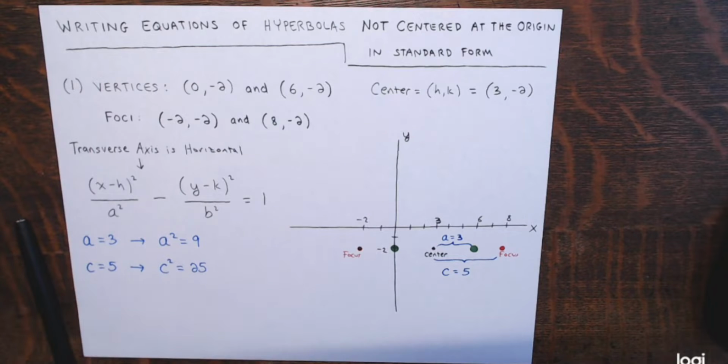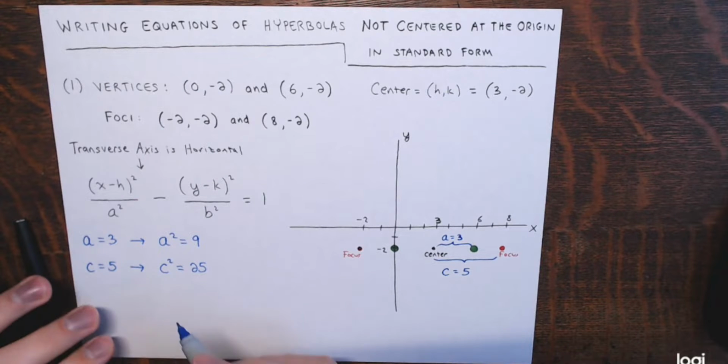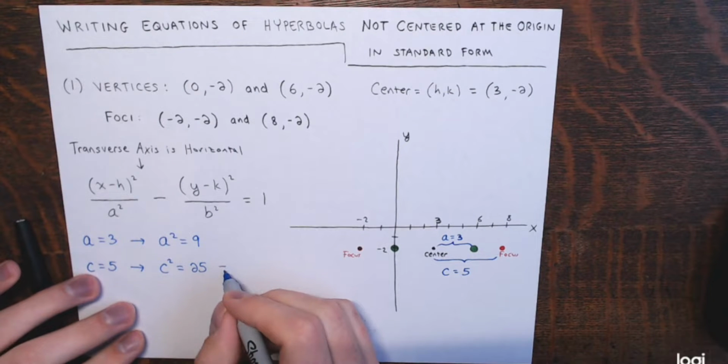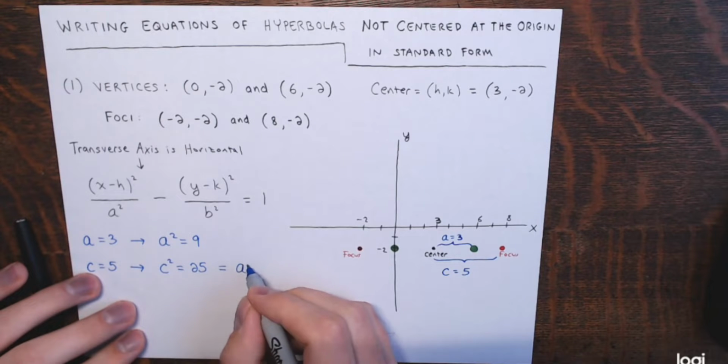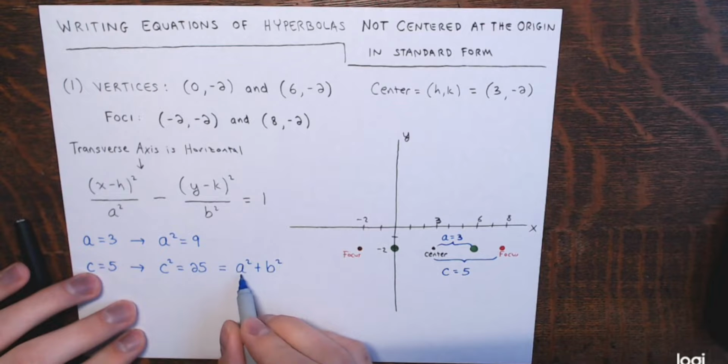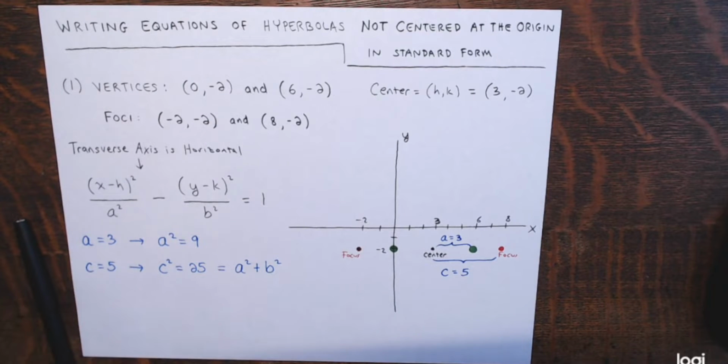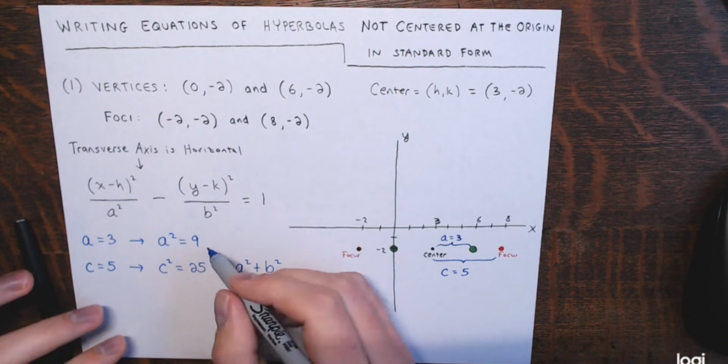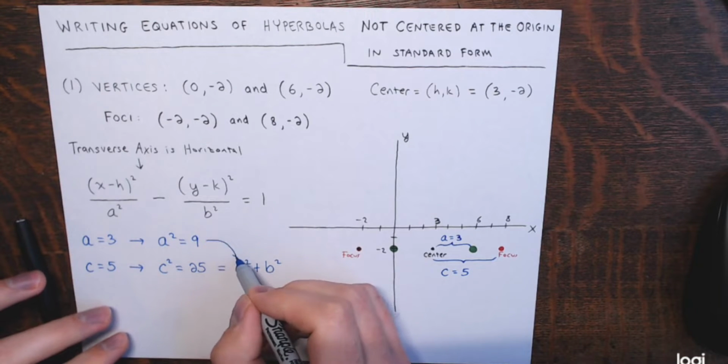And like the last video where the center was at the origin, it doesn't matter. For any hyperbola, c squared will be equal to a squared plus b squared. Again, remember, a is the distance from the center to a vertex. B is the distance from the center to one of those co-vertices. And I can use this relationship to help me find b squared. So I pop in 9 for a squared. I know that a squared is 9.